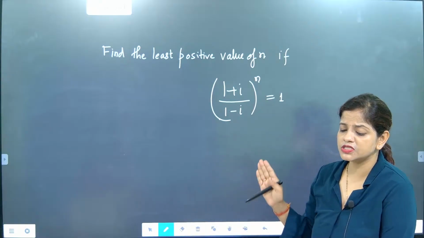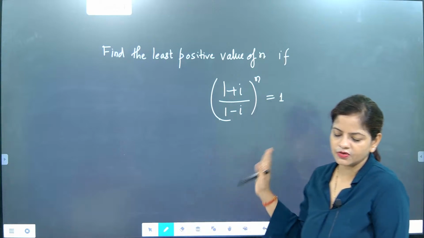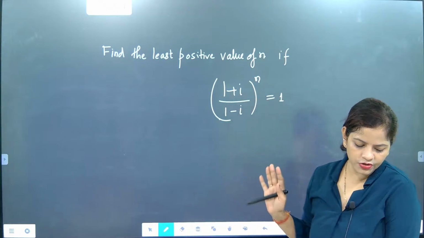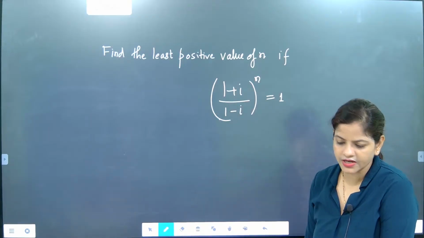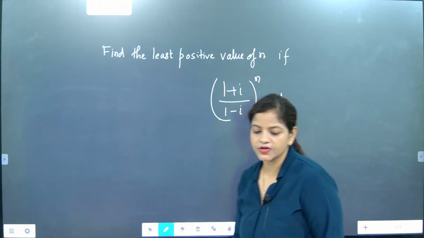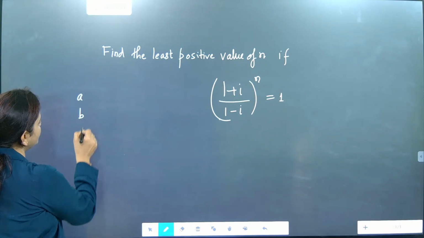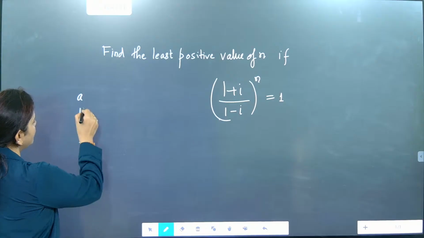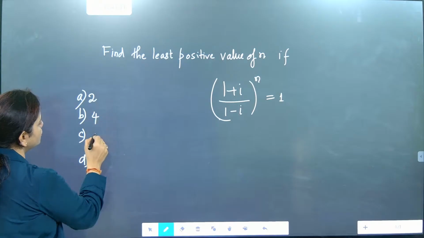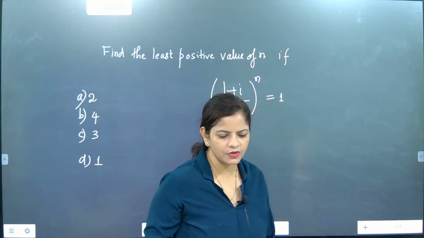Find the least positive value of n if (1 plus i) to the power n by (1 minus i) to the power n is exactly equal to 1. It is given. Now you check what all you can do so that you can get the least positive value. This question can be given in option format also, A, B, C and D. In option format they may give you n is equal to 2, n is equal to 4, n is equal to 3 and n is equal to 1. So any four options will be given to you.